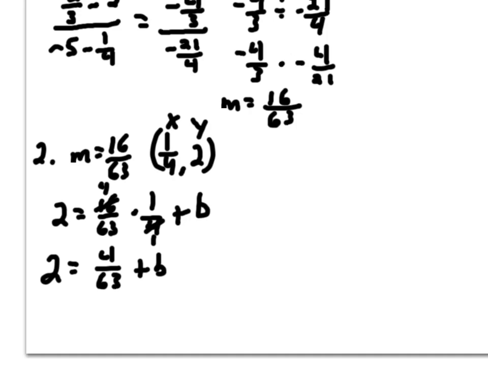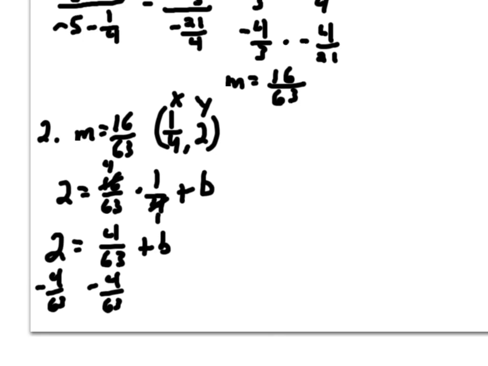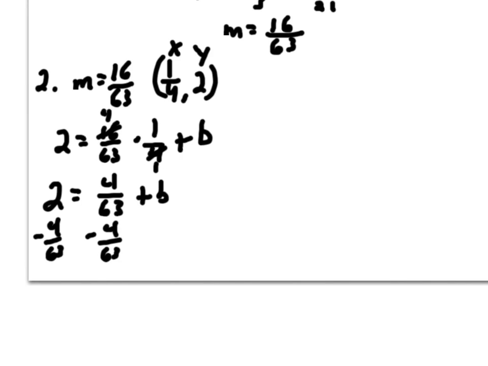So now I've got to take 4/63 away from 2. So I'm going to subtract 4/63. And if I do that, well, let's think about this. I'm taking 2 minus 4/63. So first thing I should figure out is how many 63rds are in 2. Okay, and that's going to be 126/63 minus 4/63, which is going to give me 122/63.